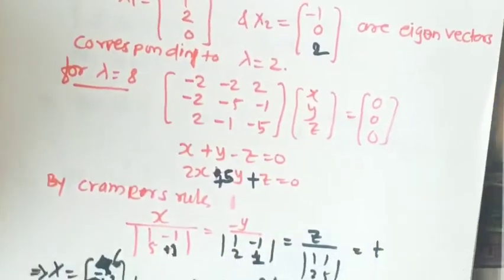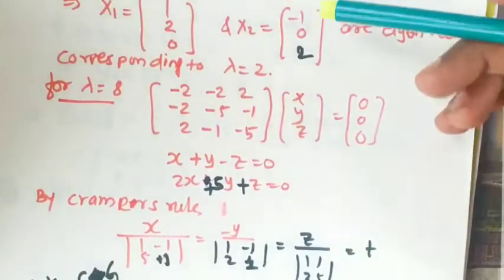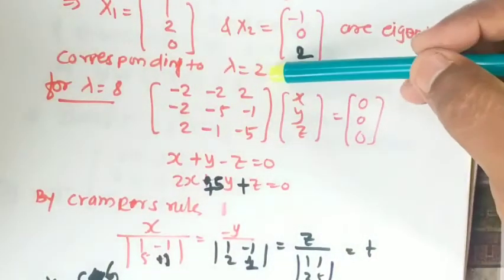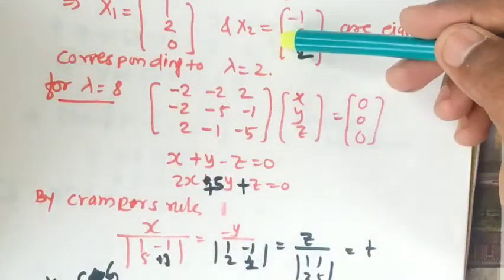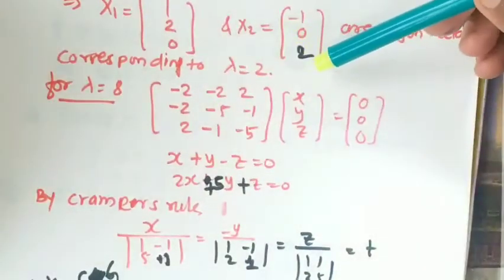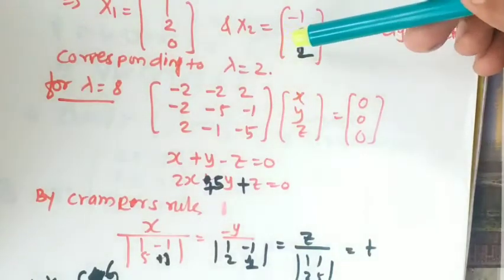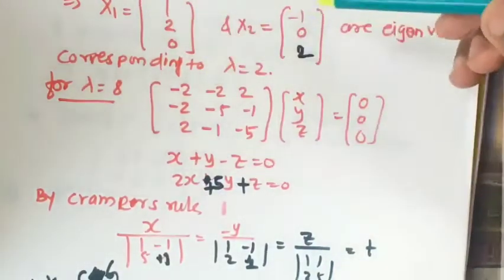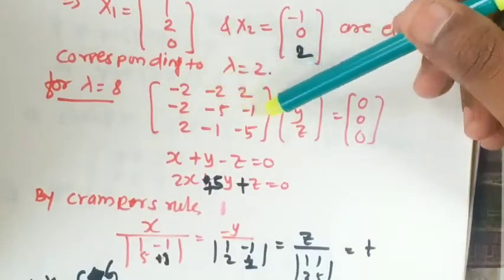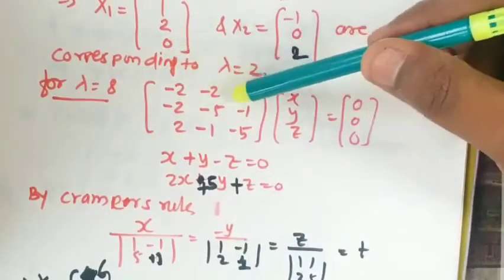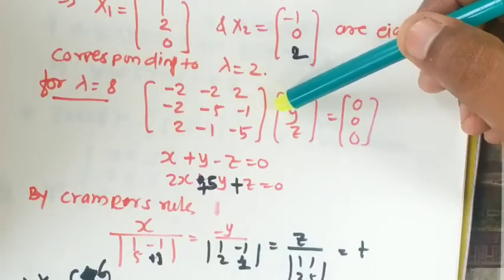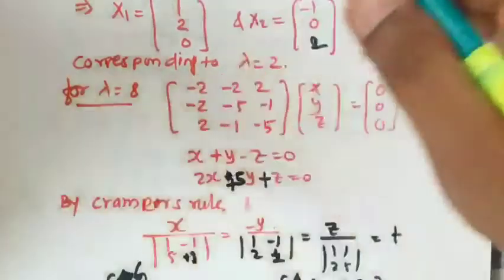Now for lambda equal to 8, definitely this matrix will have rank 2, and the number of equations will be 2, because we know the difference is 1, since the geometric multiplicity is 1, so we'll get only one vector here. So the difference has to be 1. After putting the value of lambda equal to 8, we'll get this matrix that we have already obtained in previous calculations.